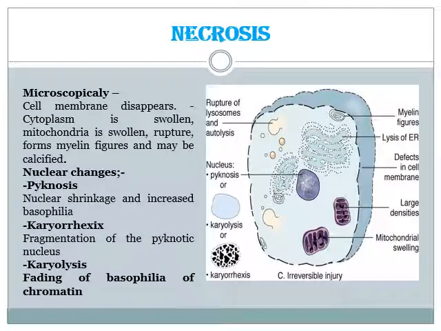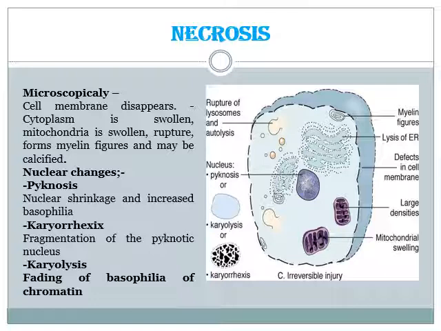So, necrosis: microscopically, the cell membrane disappears, the cytoplasm is swollen, the mitochondria are swollen and rupture, and form myelin figures and may be calcified. While in the nuclear changes, pycnosis occurs, which means the nucleus shrinks and basophilia increases.